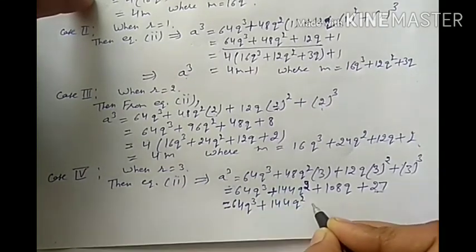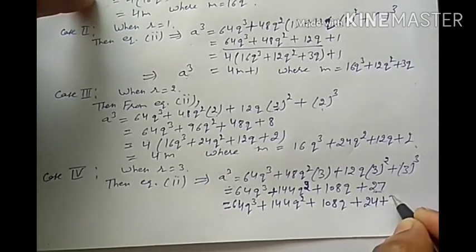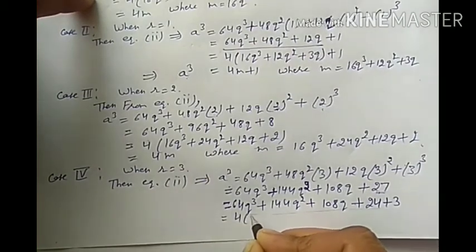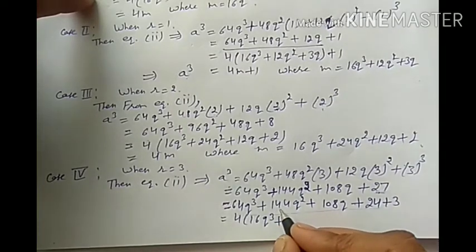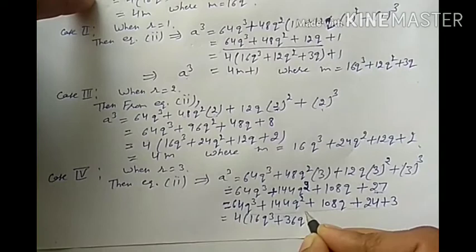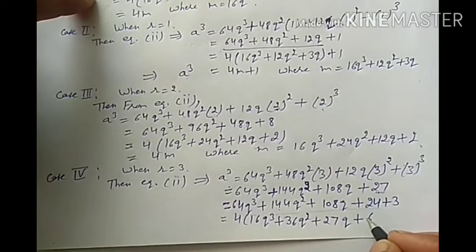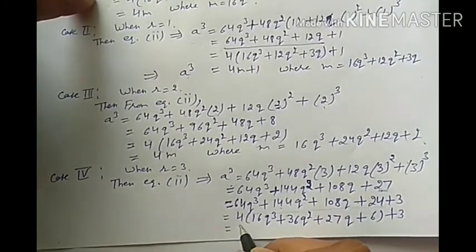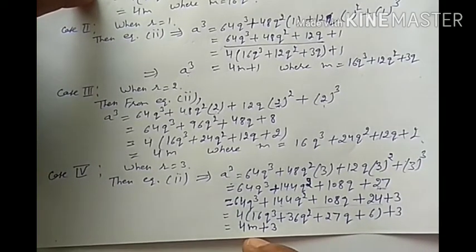So we can split up 27 as 24 plus 3. Now we can take common 4 from all these terms, and we get 4 times 16q cube plus, when we take common 4, 12q square, 27q plus 6, and plus 3, and that is equal to 4m plus 3. Yes, 4m plus 3.